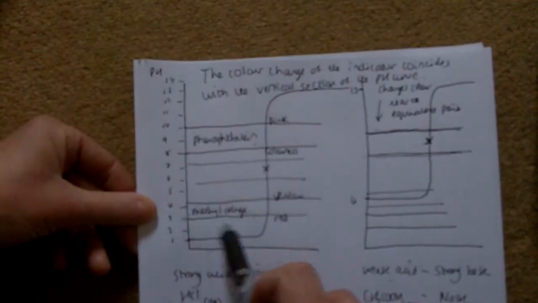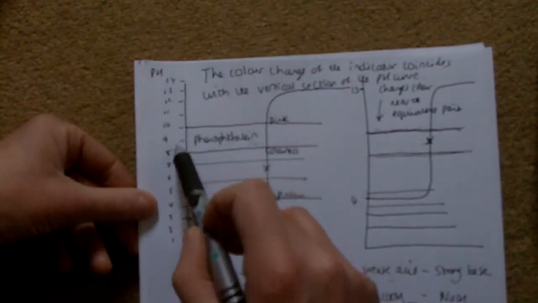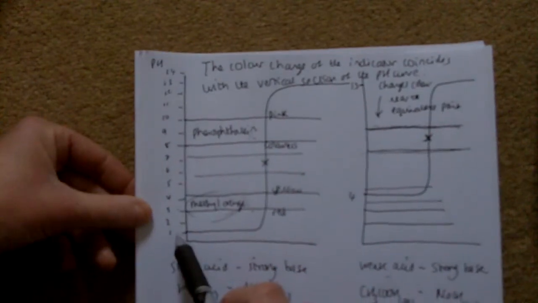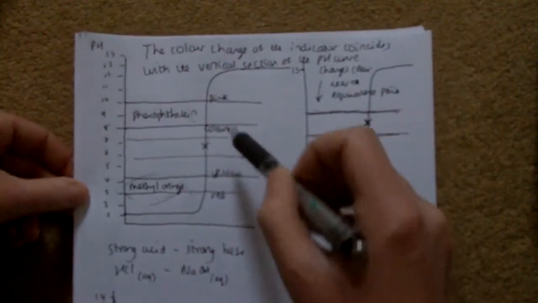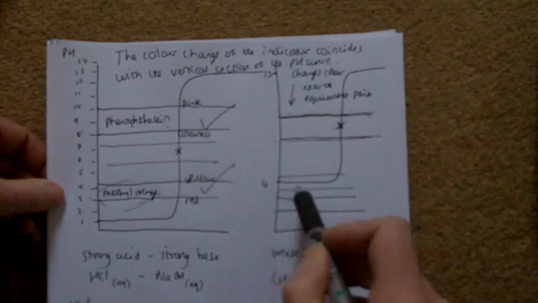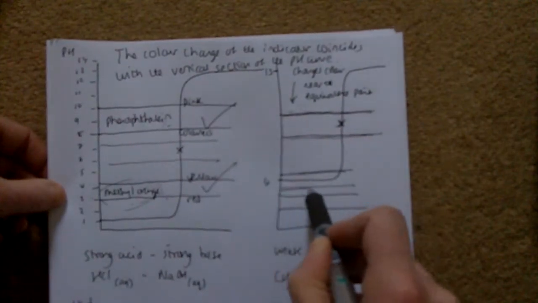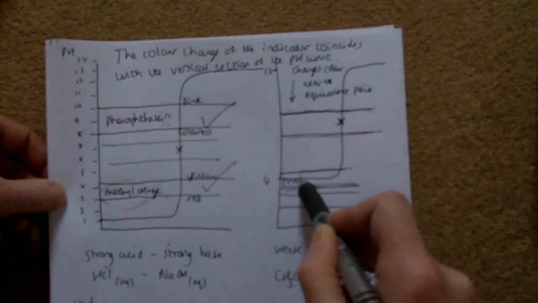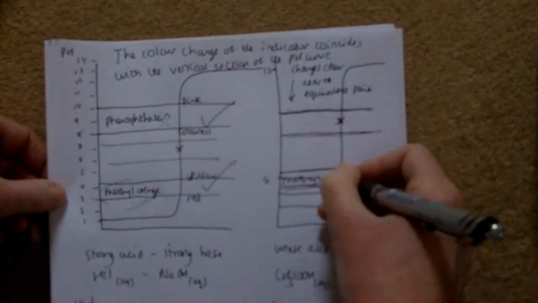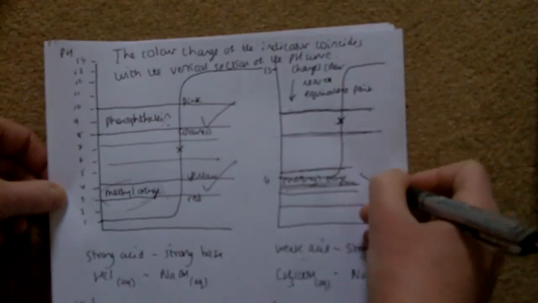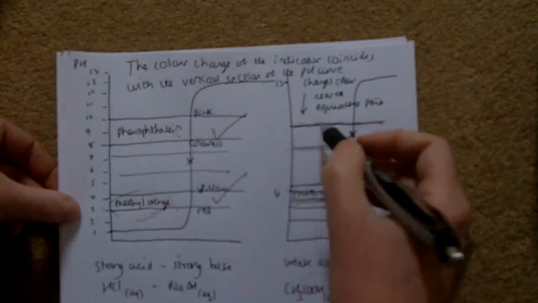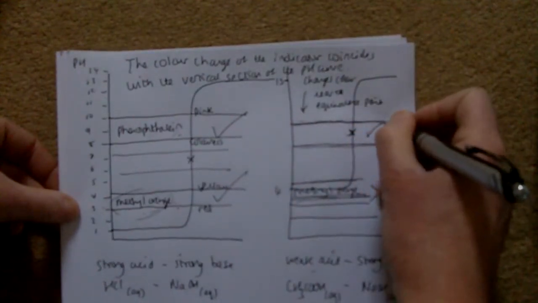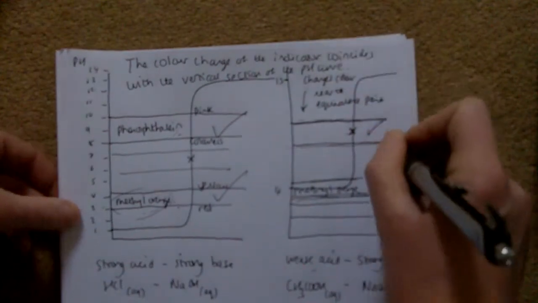These indicators have different pH values because they've got different Ka values, because they are weak acids. If you take the weak acid strong base, methyl orange changes color down here. That's too low. That indicator would not be a good indicator for a weak acid strong base. Phenolphthalein, however, would be a good indicator.